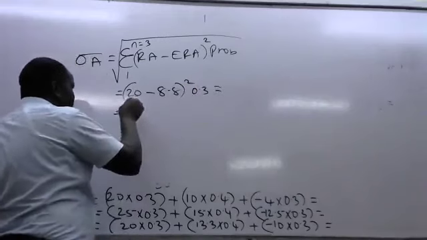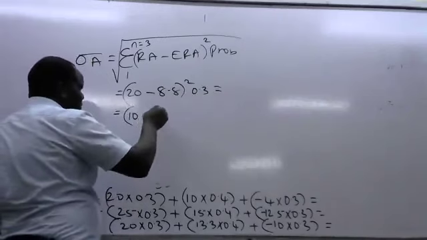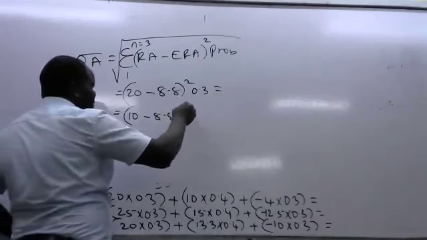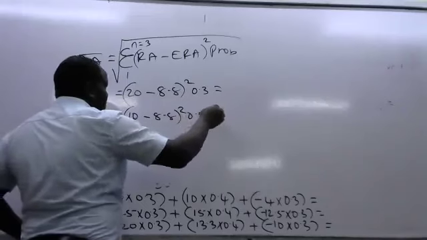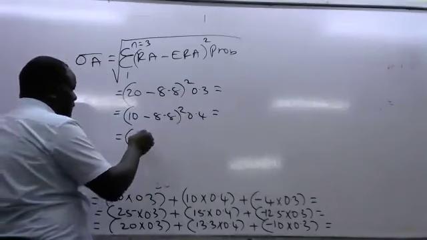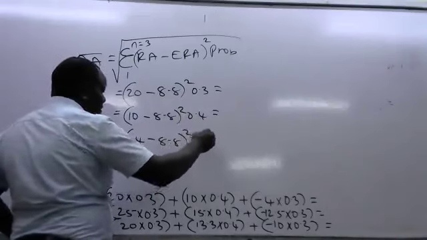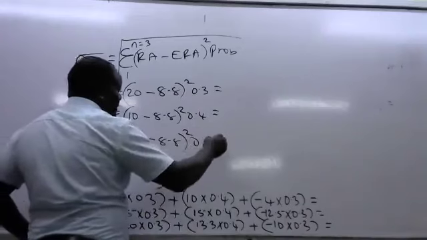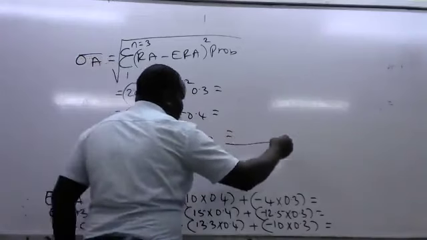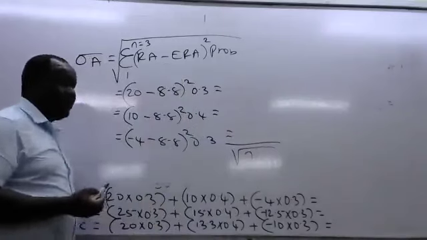We go to the next one, which is 10, also minus 8.8 squared. Probability is 0.4. The last one is -4, also minus 8.8 squared. Probability was 0.3. So you get the total.